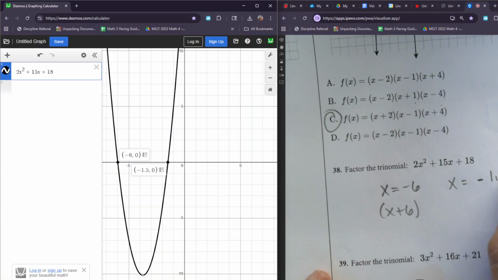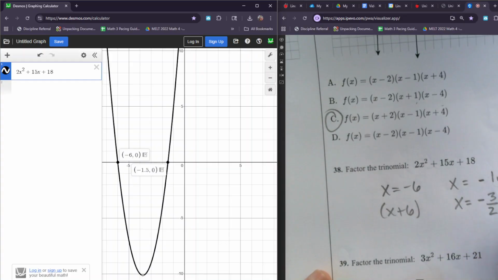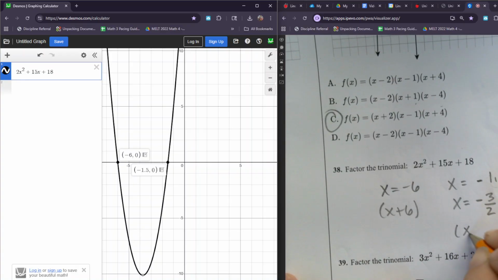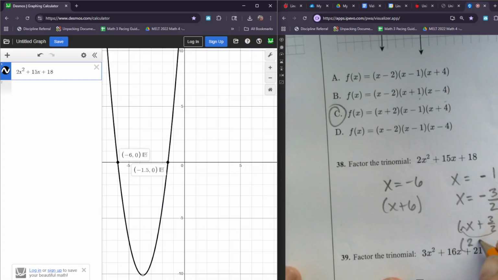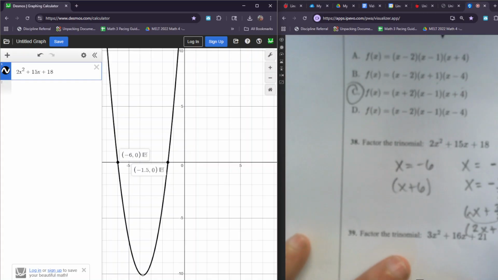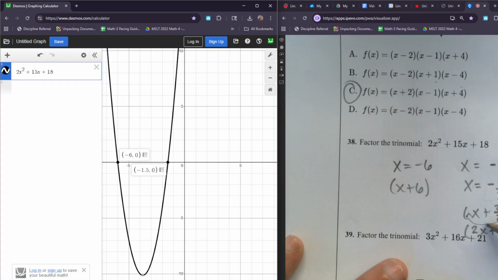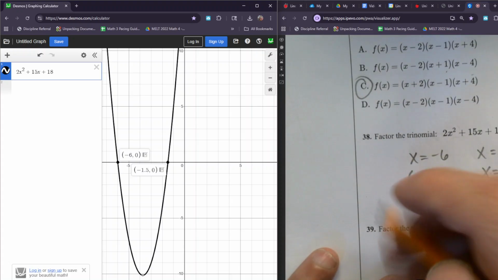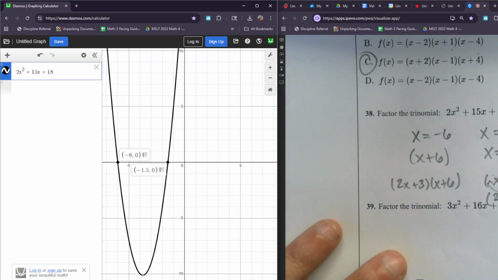All right, now if you change this to a fraction, you should know how to do that. If you don't, I can answer that question for you. Well, now if you make out a factor, that's x plus 3 over 2. Bring it up to the front, so 2x plus 3. Okay, so what I did was I made it x equals -3. These are equivalent, by the way. Then I made it x plus 3 over 2, brought the 2 up to the front and made it 2x plus 3. So this would be 2x plus 3 times x plus 6. Okay.